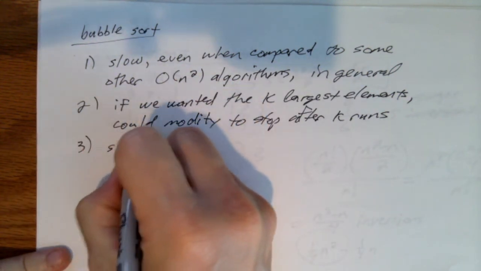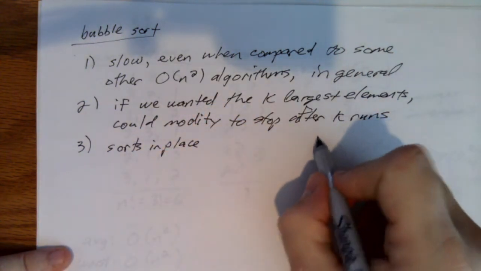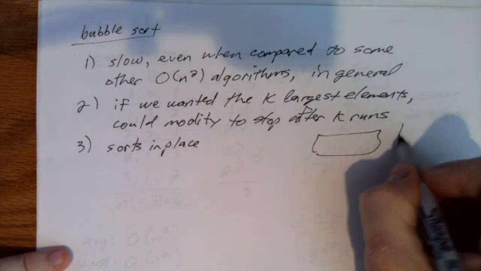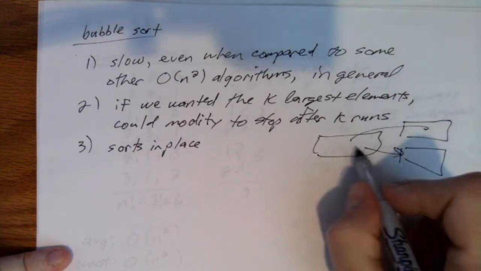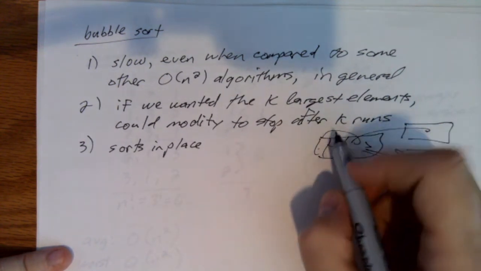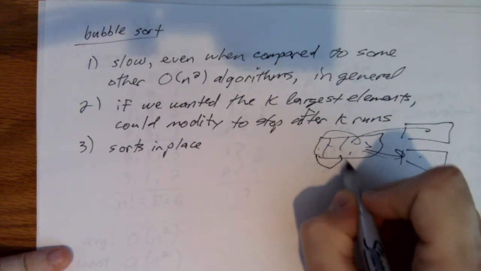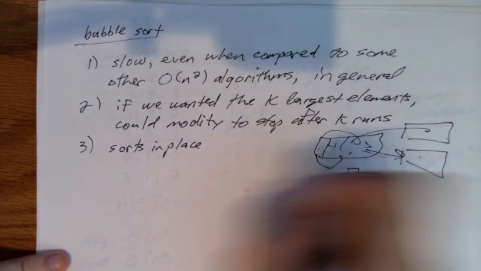It sorts in place. Some algorithms will do something like this. Here's your original data. And then they'll say, okay, I need some additional memory and I'm going to copy some things here. And maybe I copy some things here. Bubble sort just reuses all the same memory, other than temporary places for swapping. Swapping, of course, involves an additional element, but that's trivial as compared to this.